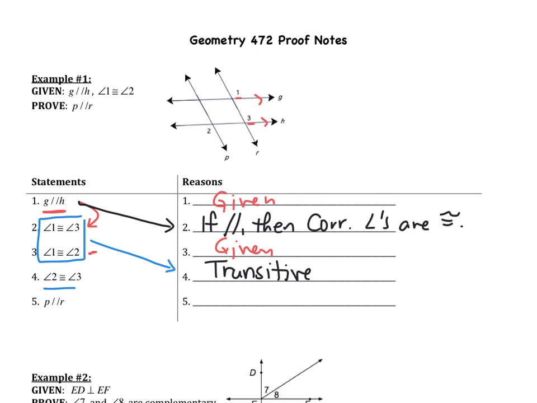Okay? Next, because angle 2 is congruent to angle 3, angle 3 is on line R, and angle 2 is on line P. What relationship do 3 and 2 have? Give me their angle pair name. Alternate exterior. Okay? So, if alternate exterior angles are congruent, then parallel.